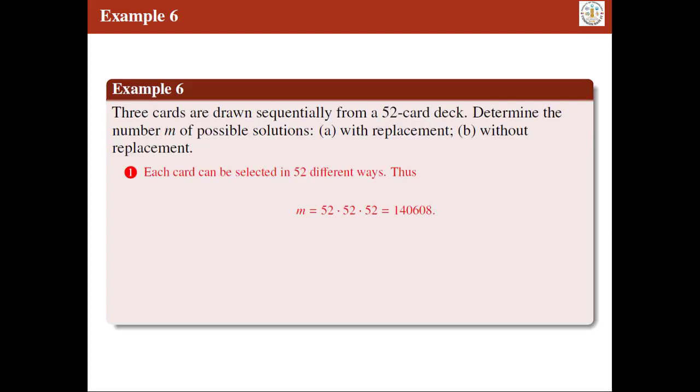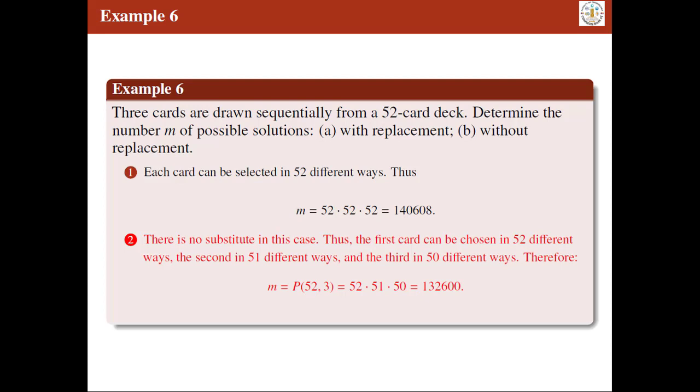Let's have this example. Three cards are chosen one after the other from a 52-card deck. Find the number m of ways this can be done: A, with replacement; B, without replacement. A. Each card can be chosen in 52 ways. Thus, m equals 52 times 52 times 52 equals 140,608.